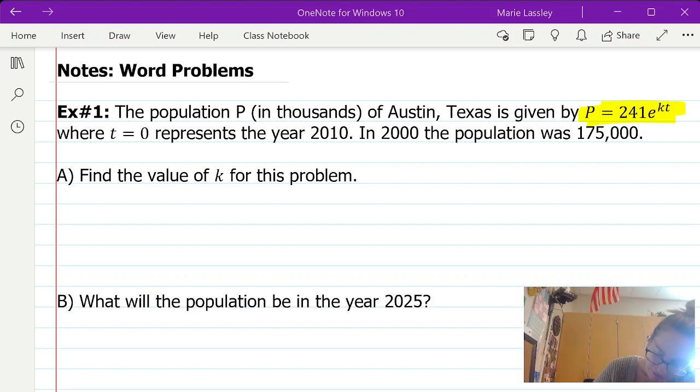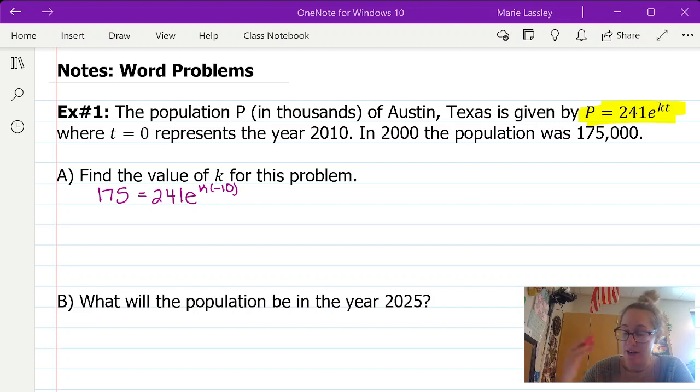So we've got 175 equals 241 e. Now we don't know k, but for this problem we do know time. It says t equals 0 represents the year 2010. In 2000, that would be 10 years previous to 2010, so the time for this problem for 175 would be negative 10. So a negative 10 for our t. Now we only have one variable left, we just have k to solve for, so we can do it.